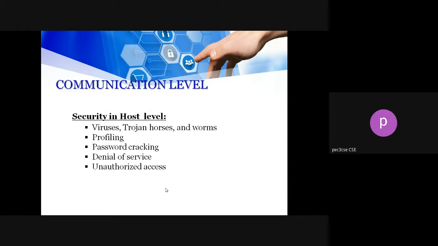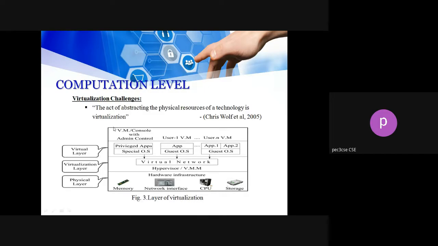And coming on to the security level at the host level, we are all familiar with viruses, Trojan horses, worms, and then the profiling attack, password cracking, denial of service, and unauthorized access. So clearly, we're all familiar with this. This is host level. So all these things put together come under communication level issues. Okay, so one has to take care of them. One particular software or hardware will not provide the entire security for all the levels. So you have to concentrate on each and every level according to the requirement of the application.